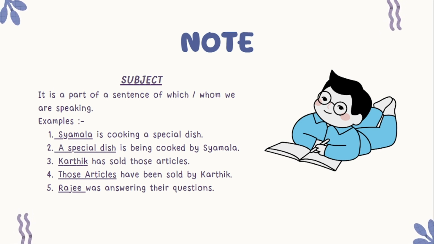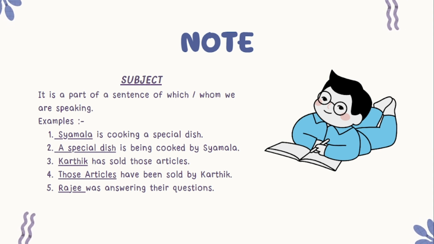Next, fifth one. Raji was answering their questions. In this sentence, subject is Raji. On 3 points basis, we can say Raji is a subject. First point, Raji is a part of a sentence. Second one, we are talking of Raji. Third one, Raji is given priority. How do we know? It is written at the beginning of the sentence. So based on these 3 points, we can say Raji is subject.